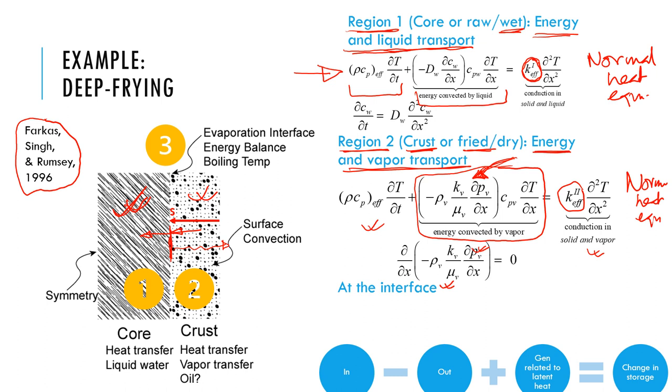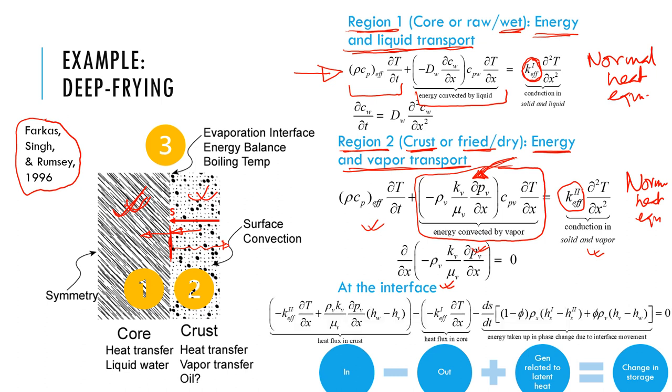So let's write the terms. So the in term, what's coming in here, can be due to conduction, or it can be energy coming in with the flow. So that's the amount coming in. Likewise, the amount going out here is this one. So in minus out, and then how do I write the generation?